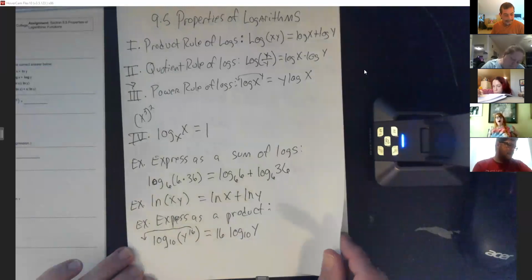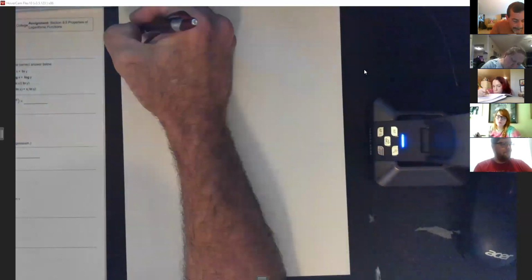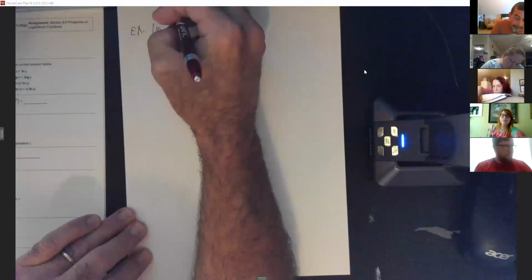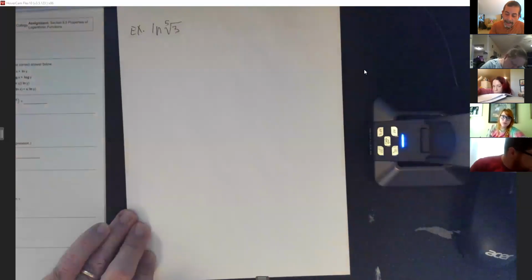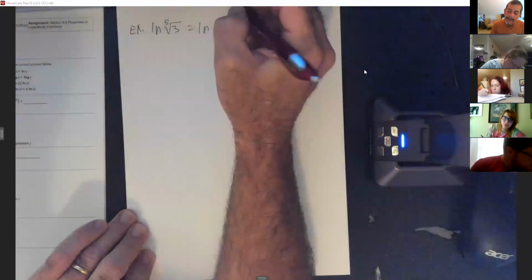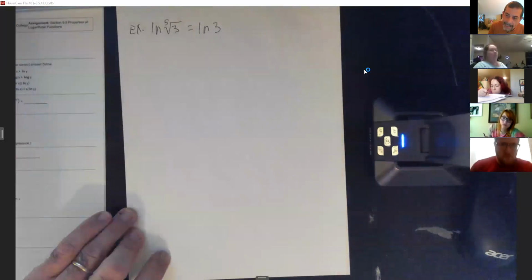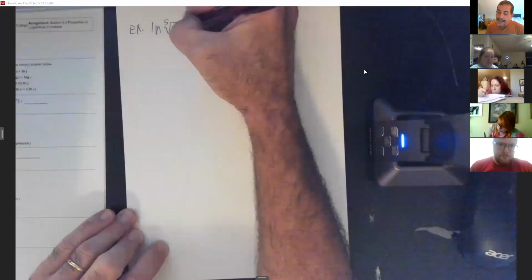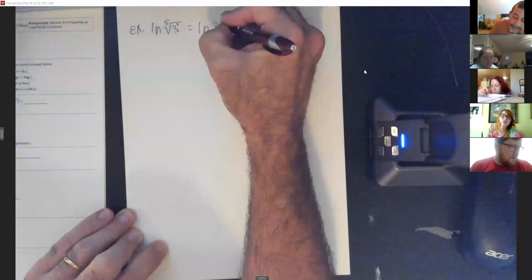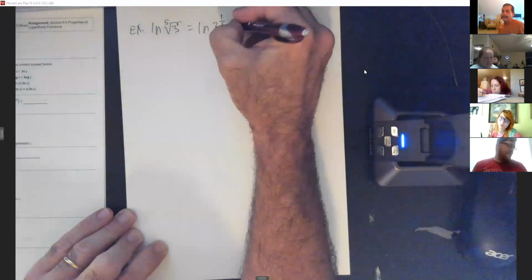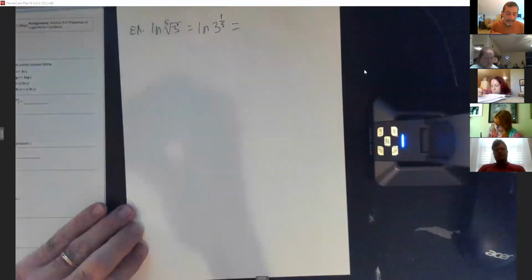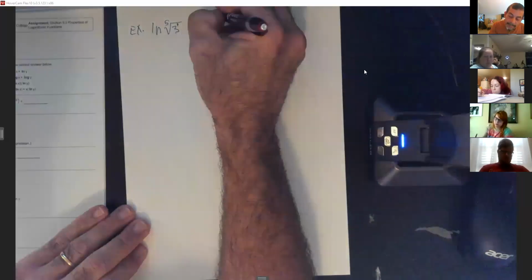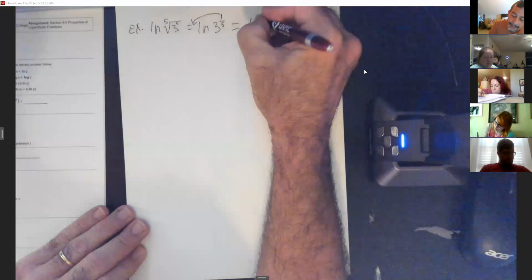Question on that? All right, same thing. ln fifth root of 3. So I think what you're going to have to do to that one is rewrite that radical with the 5 on it in exponent form. It will be like a fraction. The top number will be the 1 that's by the 3. The bottom number will be the 5. So now that we've got it written right, rewriting it as a product, I'm going to take this exponent of 1/5 and bring it to the front so that I get 1/5 times the ln of 3.